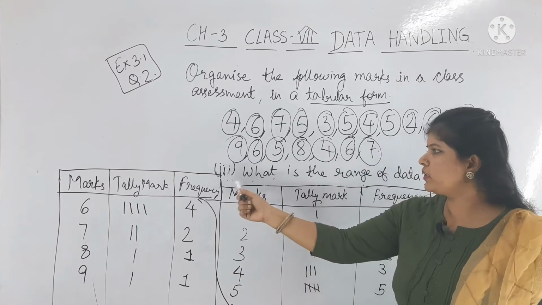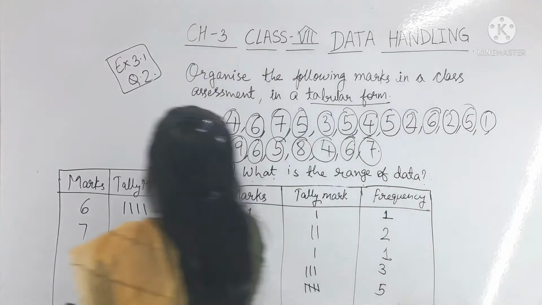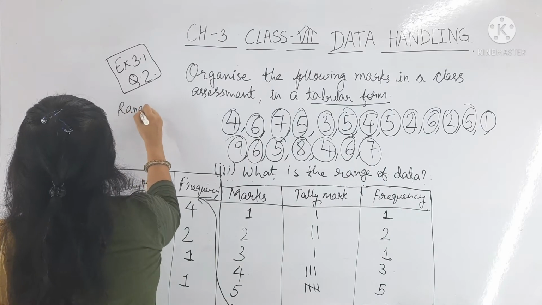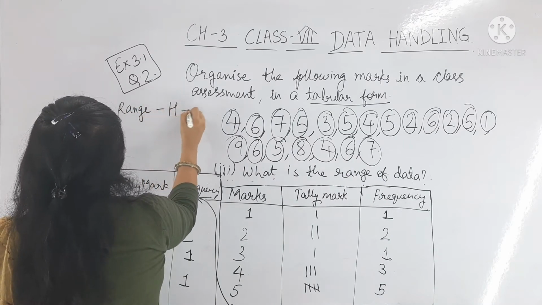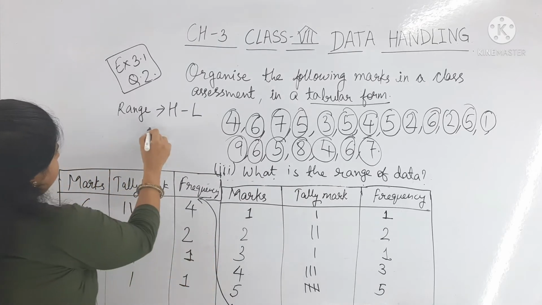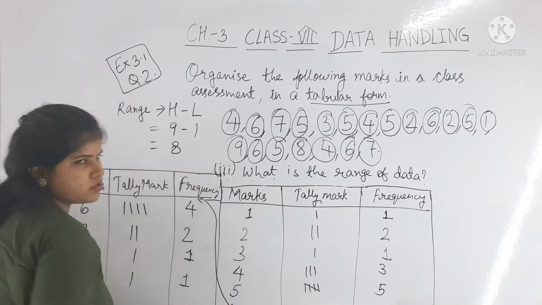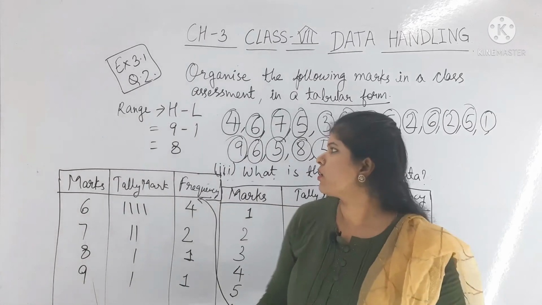Now the third part is, what is the range of data? For the range we know the formula: highest minus lowest. The highest value is 9 here, and the lowest is 1, so 9 minus 1. What is the range? It is 8. This is the third part.